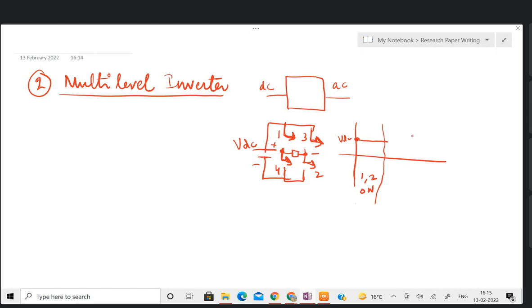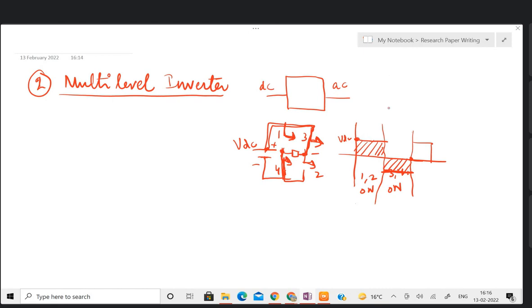Similarly, when 3 and 4 are on, then what will happen? The negative voltage, minus VDC, because if this gets connected and this gets connected, you see that this terminal gets connected to this positive VDC, so voltage reverses. So this is the voltage that would be appearing across the load, and similarly you have to go on doing this.